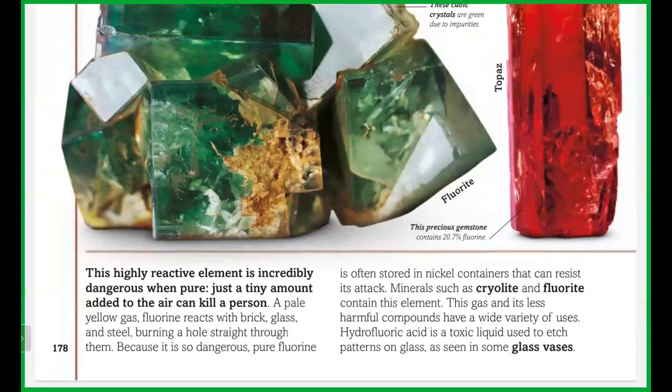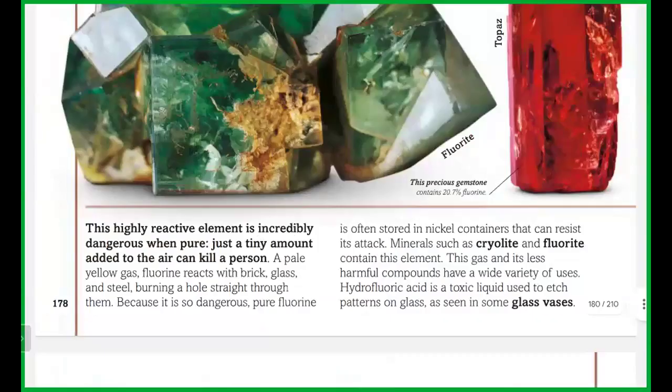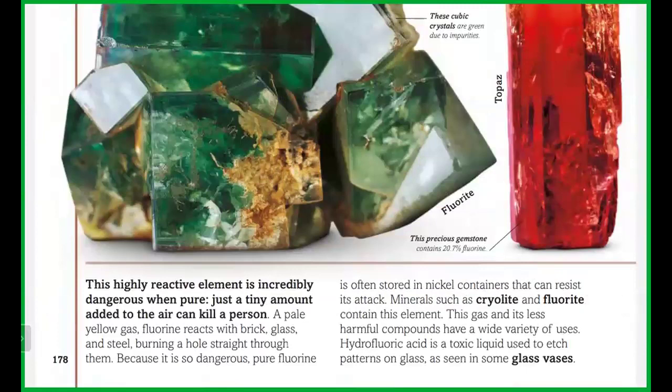This highly reactive element is incredibly dangerous when pure. So we know that fluoride right here is from fluorine right here. It's incredibly dangerous and it can kill a person even in tiny amounts, meaning that this element is considered toxic. And because it is dangerous, pure fluorine is often stored in nickel containers that can resist its attack.